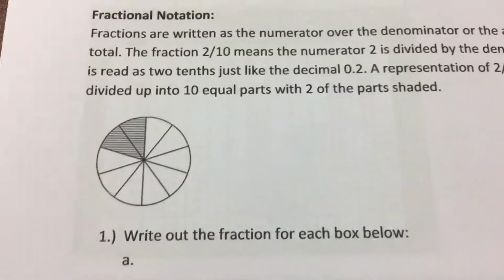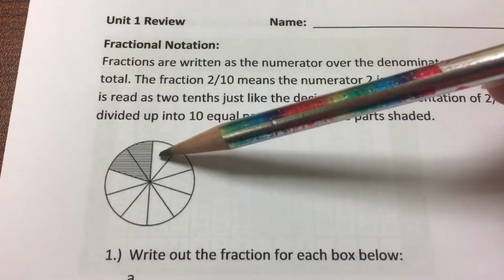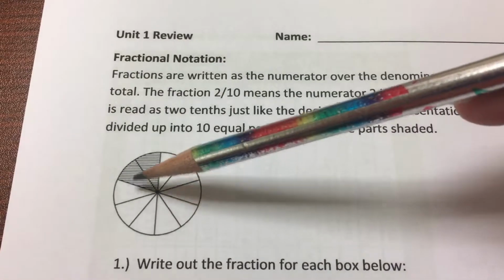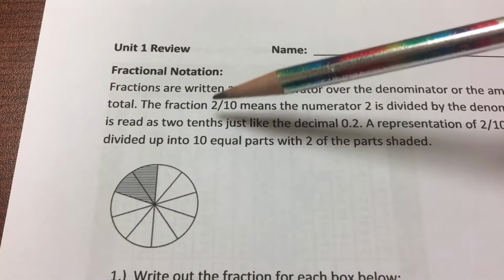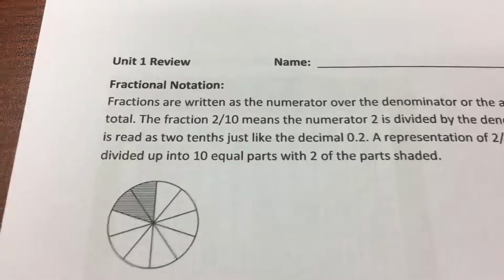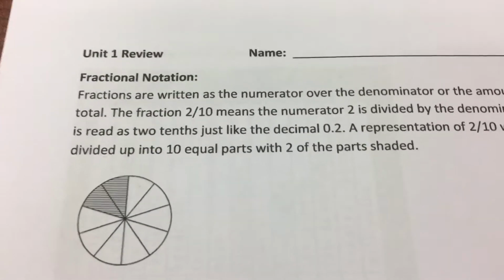So for instance, if I look at this circle and I start counting, I have 1, 2, 3, 4, 5, 6, 7, 8, 9, 10 parts. And notice the numerator of the fraction tells me how many to shade. So that'd be an example of 2/10, what it looks like, 2 over 10.